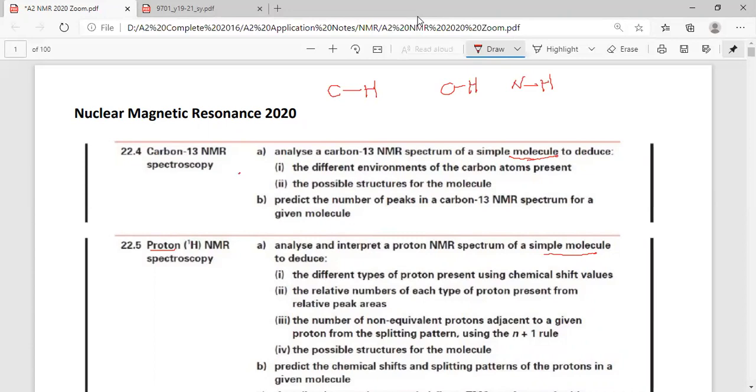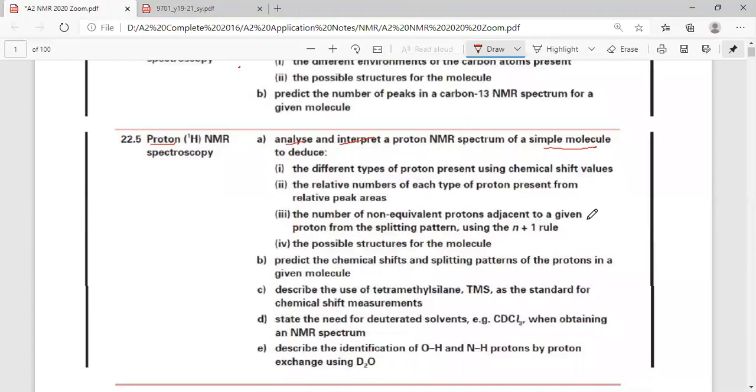So we're going to look at proton H1 nuclear magnetic resonance. Spectroscopy means that we use a spectrum. The electromagnetic spectrum we're going to use is the radio waves. So we analyze and interpret, to see what it is and where it is joined to, in these simple molecules. First, the types of protons present and the chemical shifts.